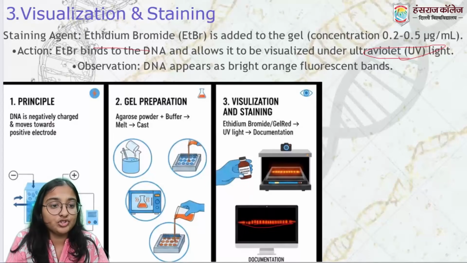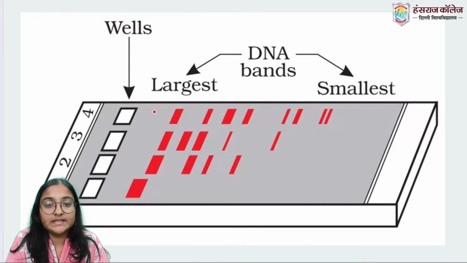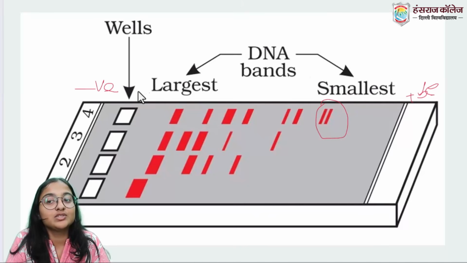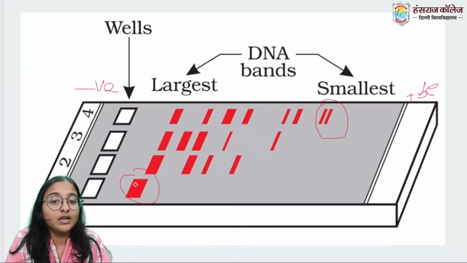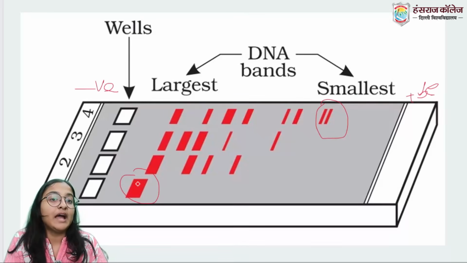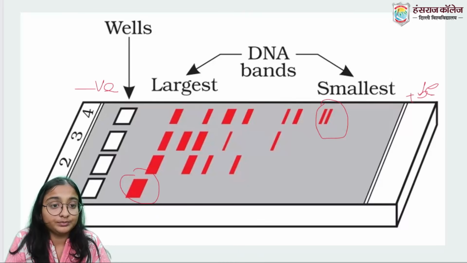And let's see a picture of this. This is how the DNA is represented to us. This is the positive electrode, the anode, and this is the negative electrode. The smallest DNA molecule will move fastest towards the positive end, and the largest one will be slower. And the color of these is a bright orange fluorescent color.